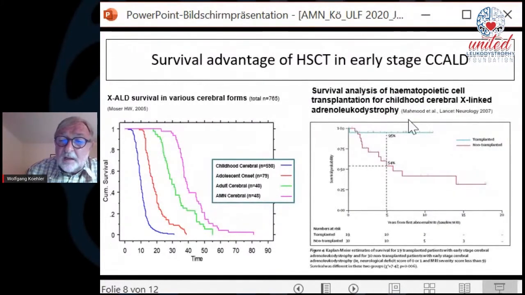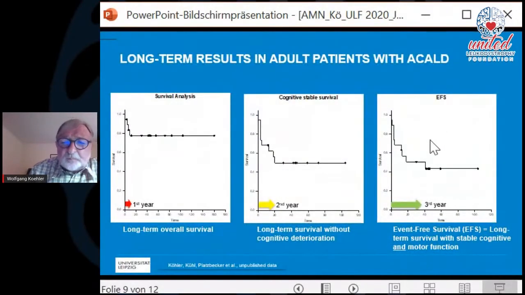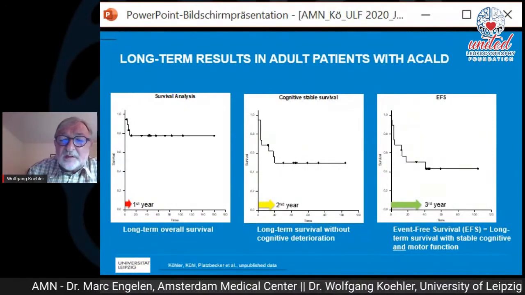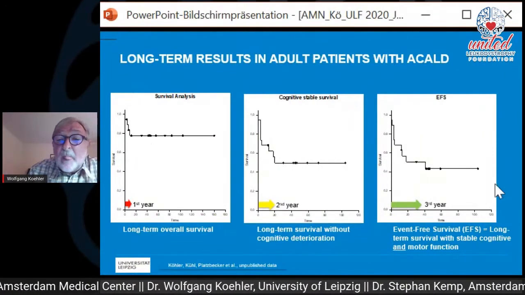And these are results from children who are treated with bone marrow transplantation. And you see in the blue line here that it is possible to stop this progression downwards by bone marrow transplantation. We have known this situation for many years, but we didn't know if this is also true for adults. So a couple of years ago, we started to treat adult cerebral patients also with bone marrow transplantation or stem cell transplantation.